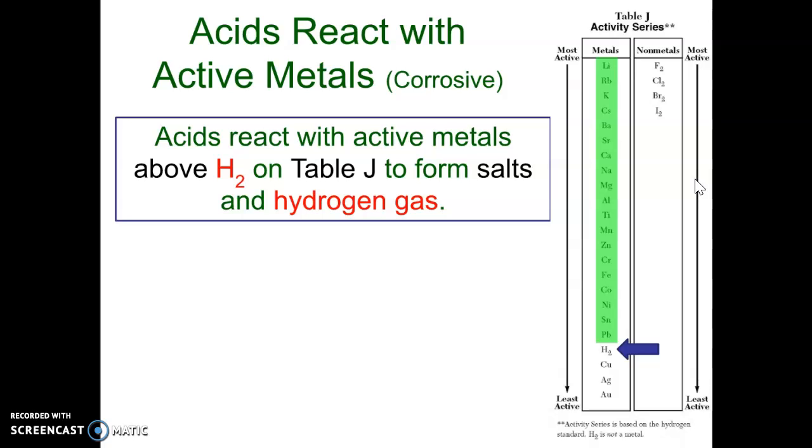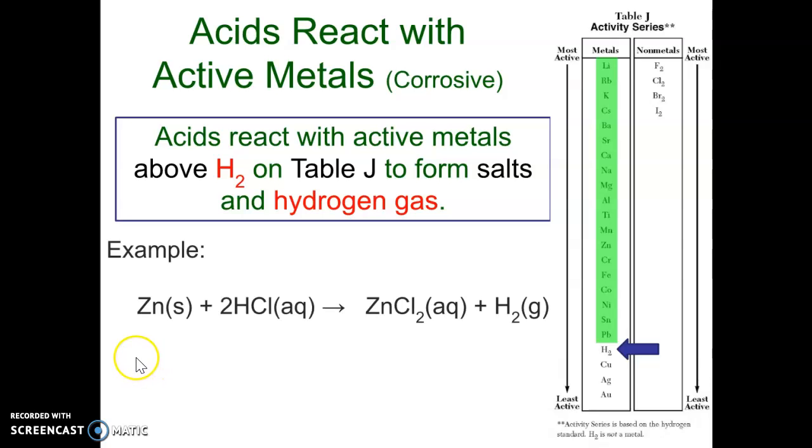Acids react with active metals above hydrogen on Table J to form salts and hydrogen gas. So basically any of these guys as a solid are going to react with hydrochloric acid, and as a result you're going to get some salt and some fun hydrogen gas. For example, here we have zinc solid. Zinc is above hydrogen, and because hydrogen is bonded to something else, and again there's the aqueous next to it, it's in ion form. So we have our solid up top and our ion below it, so they will react, and here you form your salt with your hydrogen gas.